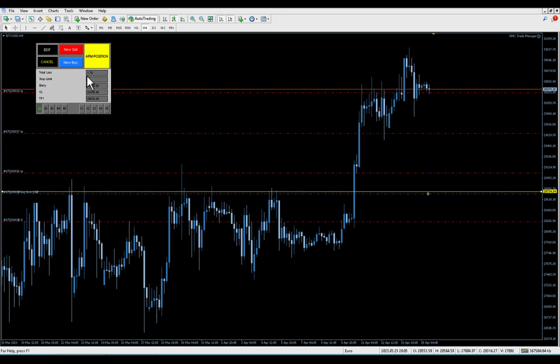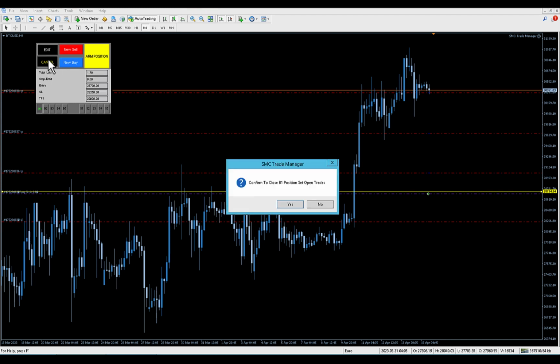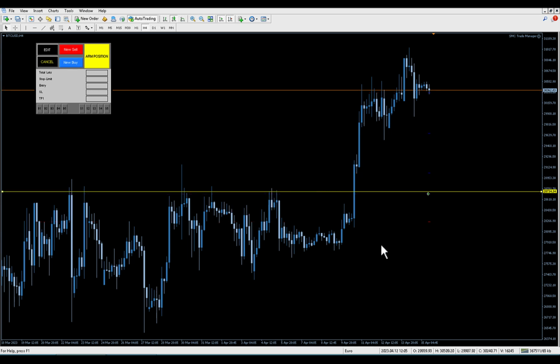Now let's say that we want to modify this position, erase it completely because we want to have a confirmation. It's just an example. Let's say we want to cancel. We want to make sure first that B1, which is buy number one, is selected. Then we are going to press the edit button, the cancel, confirm to close B1, yes, and the position is gone for good.